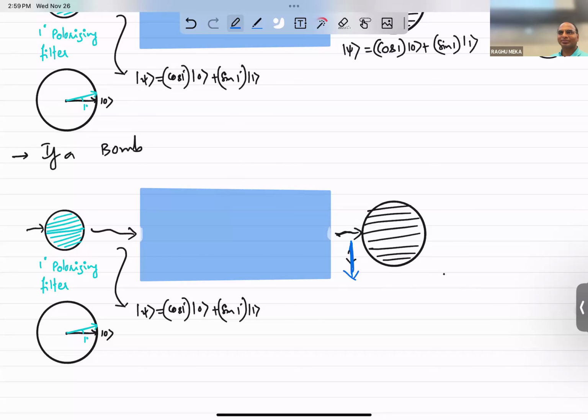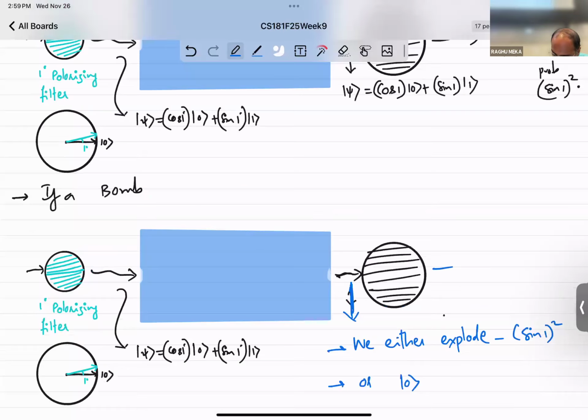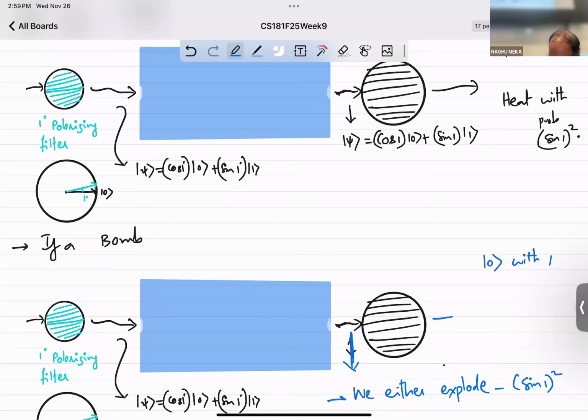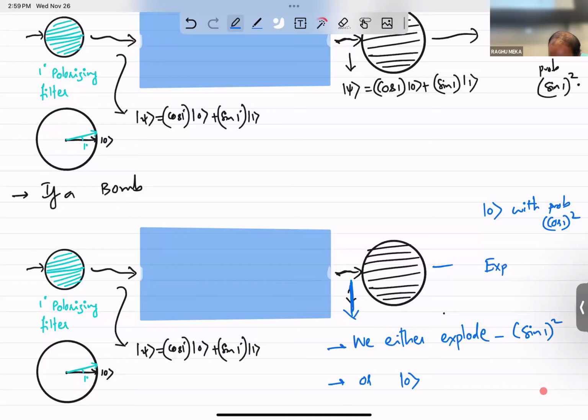We either explode, and if we don't explode, it's always 0, right? Okay, so meaning we either explode. This happens with probability sine 1 squared. Okay, or we just have a 0. Okay, so in this case, you have a 0 with probability cosine 1 whole squared, more or less, and explosion with probability sine 1 whole squared.